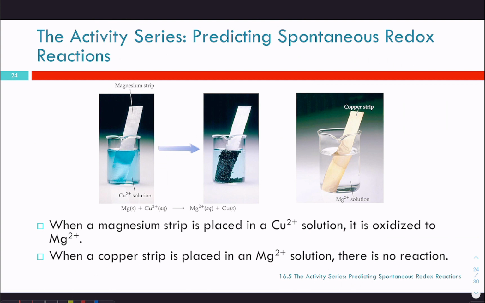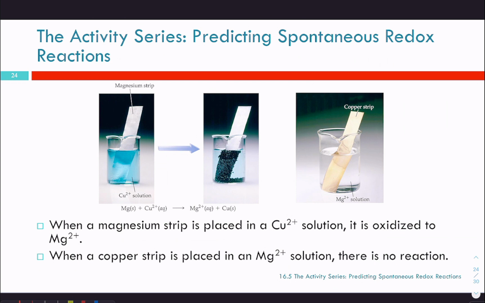So what's going on is the copper wants the electrons more than the magnesium, and so the copper is able to steal the electrons away from magnesium. In this case, we have copper gaining those electrons, so being reduced, and the magnesium being oxidized. If you try to do the opposite, the copper still wants those electrons more than magnesium, and the magnesium doesn't have enough power to take them away.